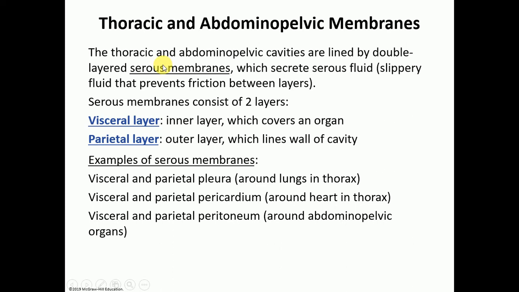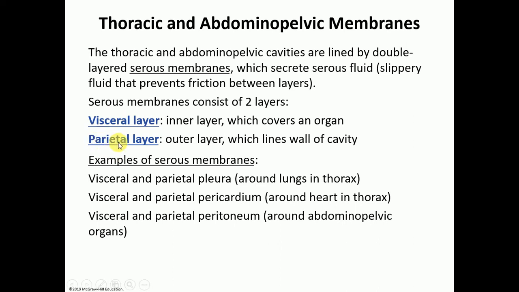Again, we talked about the double layered serous membranes, and the two layers have names. There is a visceral layer, which is the inner layer and covers the organ, literally right on top of the organ, while the parietal layer is the outer layer and lines the wall of the cavity.